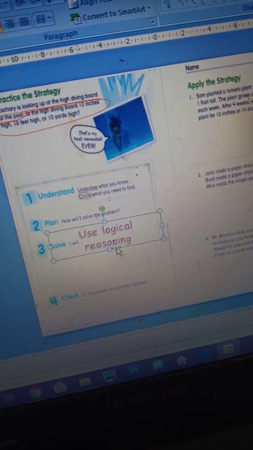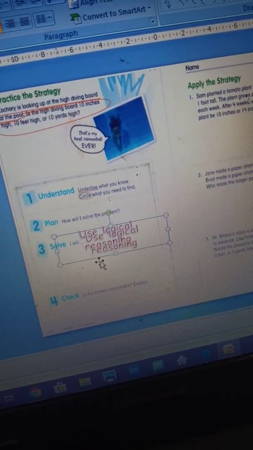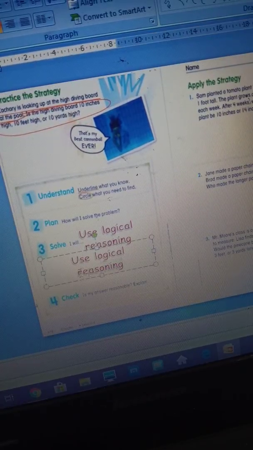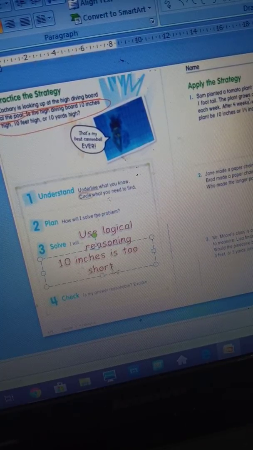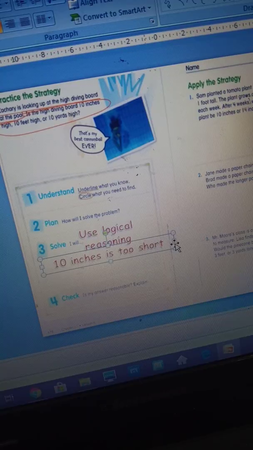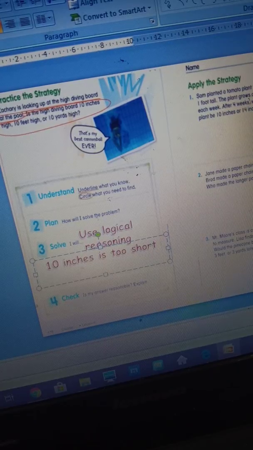So, you will write. What are we going to write? The 10 inches is too short. Correct. The 10 inches is too short. How about the 10 yards?